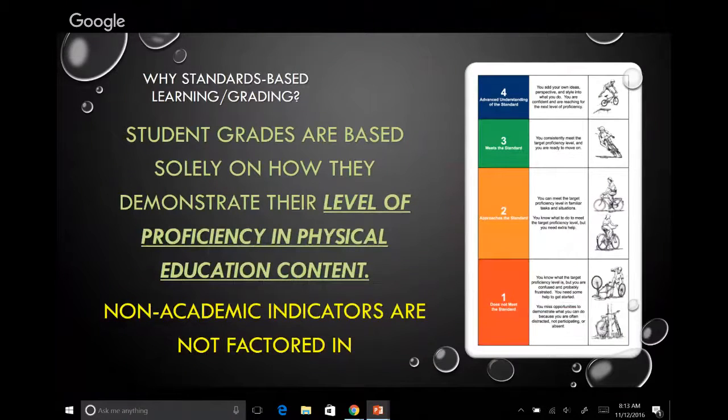So in a standards-based system, the grades are based solely on the demonstration of proficiency within the physical education content. So non-academic indicators aren't really factored into the grading. Probably a bigger issue in secondary than in elementary, but when we think about it, effort and sportsmanship are generally what we have measured for many, many years. And I was always struggling with the subjective nature of determining somebody else's effort.